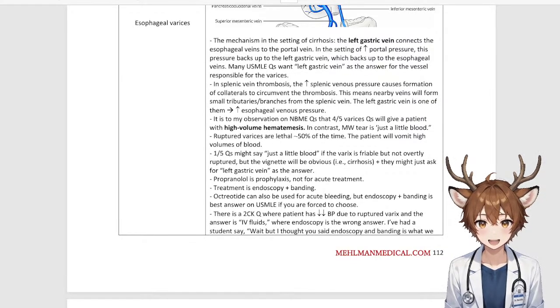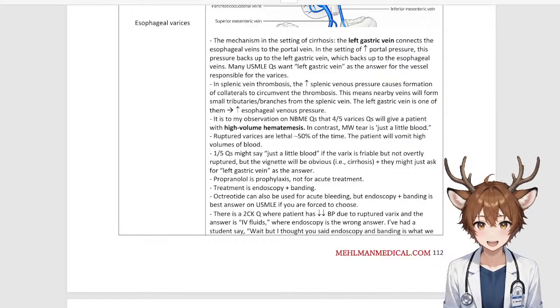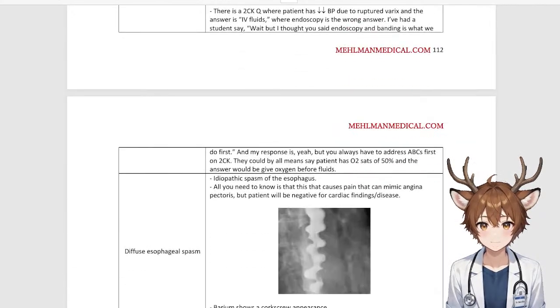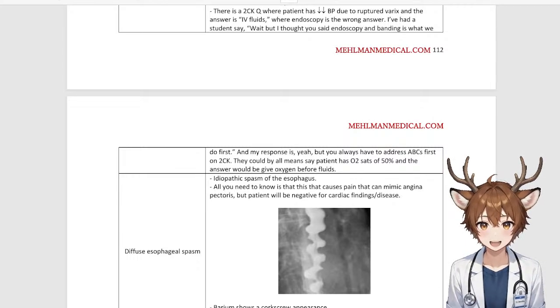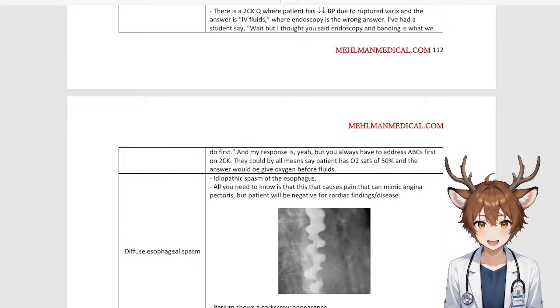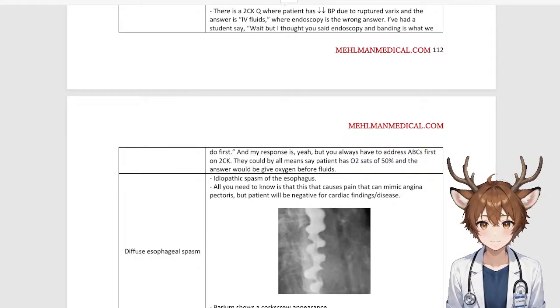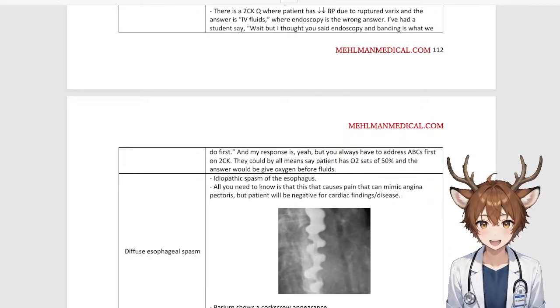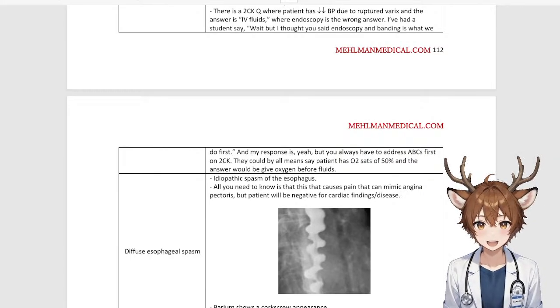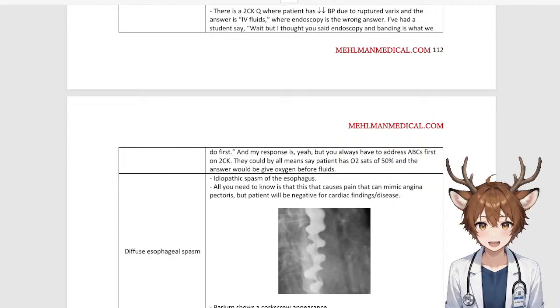I've had students say, wait, but I thought you said endoscopy and banding was what we do first. And my response is, yeah, but you always have to address ABCs first on 2CK. If the guy's going to die because of his severe hypotension, you got to do something about that first. They could by all means say the patient has O2 sats at 50%, and the answer would be give oxygen before fluids.